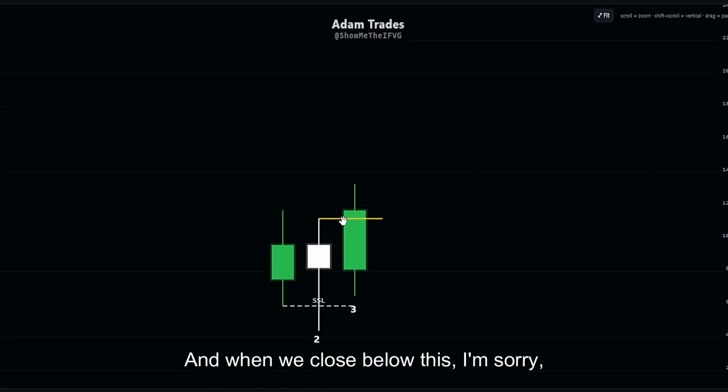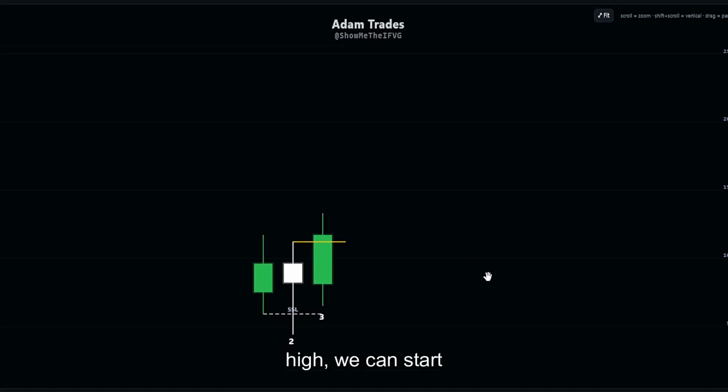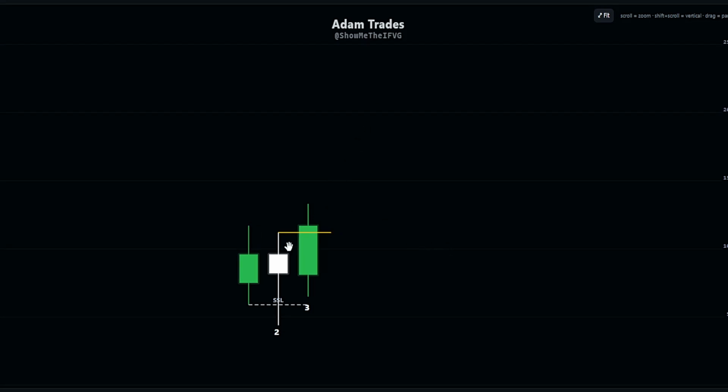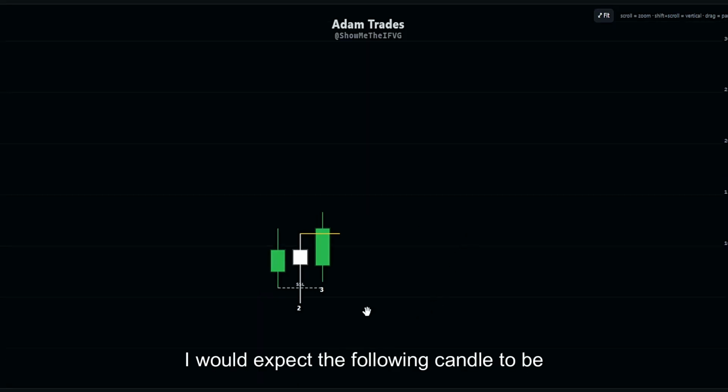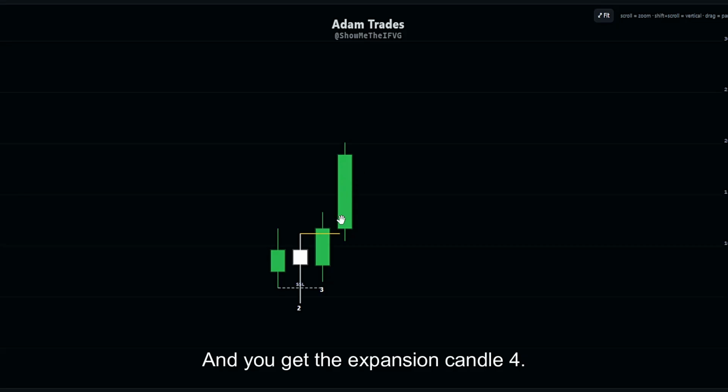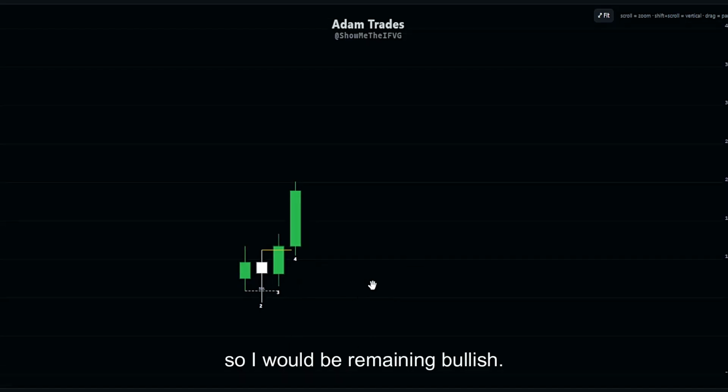And when we close above this previous candle's high, we can start to expect what the next candle is going to likely do. Not guaranteed, of course, likely do. So with this, I would expect the following candle to be bullish because we closed above the previous candle's high. And you get the expansion candle 4. All right. Obviously, we close above the high of this. So I would be remaining bullish.